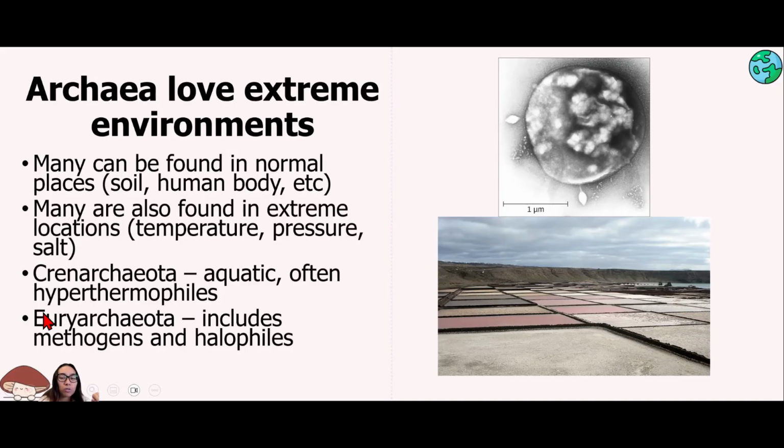So the methanogens are fun. They are these microbes that produce methane. A lot of them are found in cows, for example, like the guts of cows. So when cows fart, they produce methane. That's one example of a methanogen. Halophiles, these are going to be bacteria that live in very high salt environments. So here's a picture of a very salty lake, and it's pink because the archaea are actually pink when they grow.